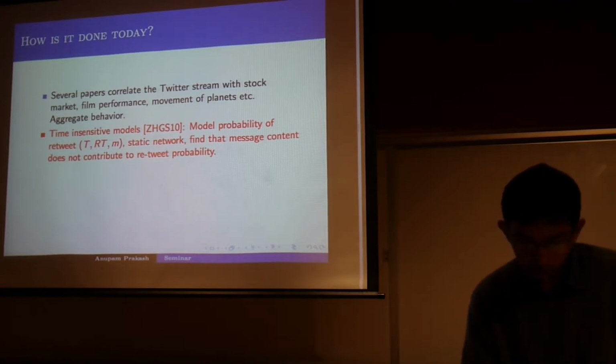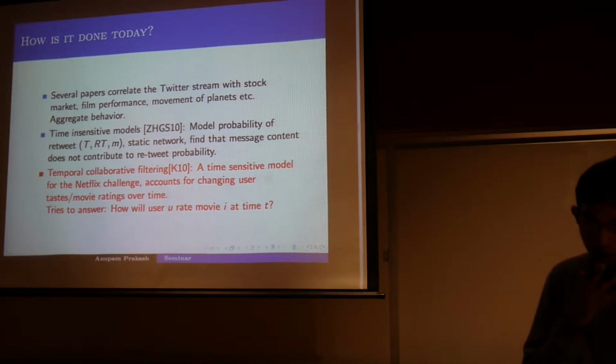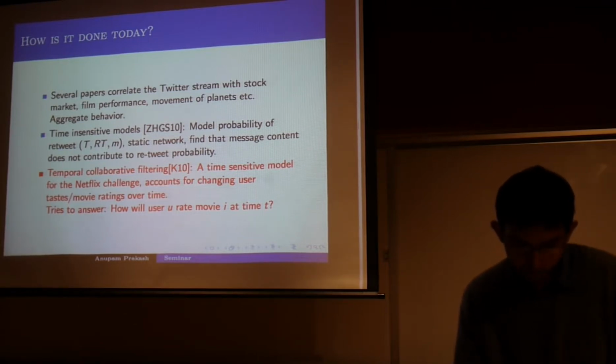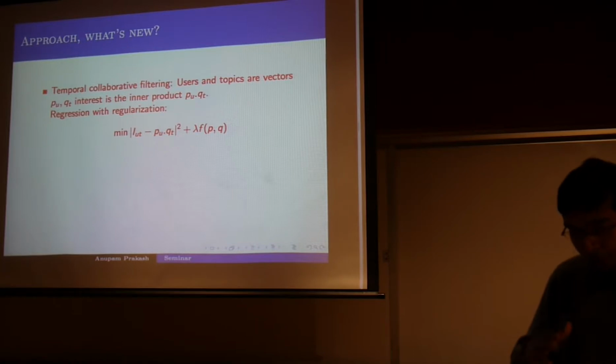So one paper we found interesting was a time-sensitive collaborative filtering model. It was aimed at the Netflix challenge, not at predicting Twitter ratings, but it was trying to answer the question: how would a user U rate the movie I, let's say, at time t, accounting for the fact that user preferences and movie ratings change over time. So we are thinking of following the approach of this paper with modifications and changes which suit us. Let me quickly tell you what the approach is.